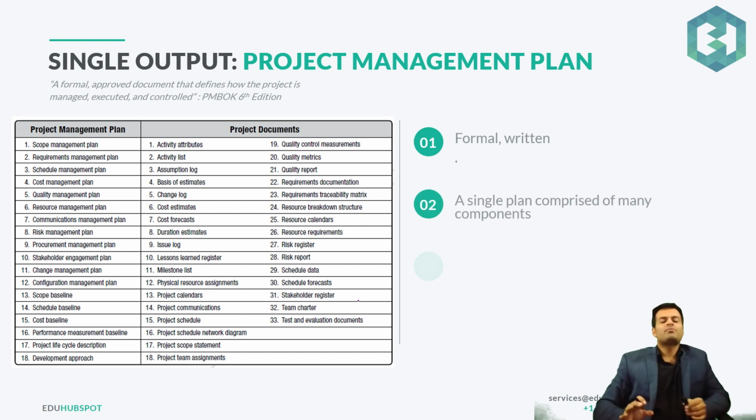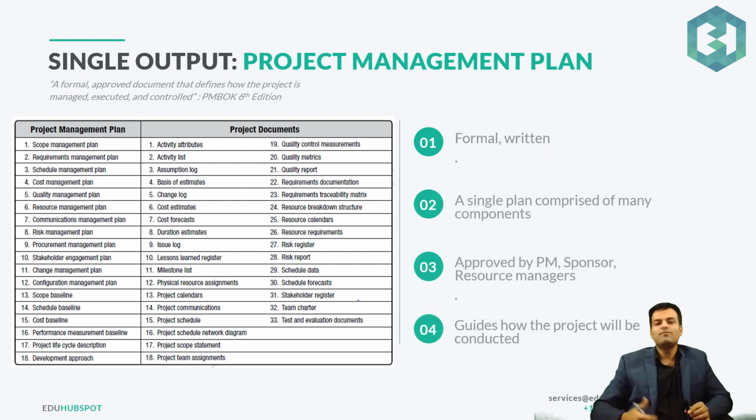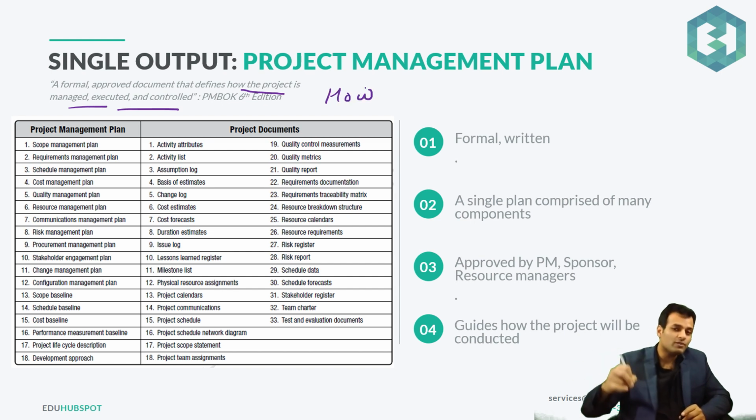When we did the develop project charter process, we had only two outputs, which were your project charter and the assumption log. But this is not the case with develop project management plan, the second process. We have only one output, which is the project management plan, a formal approved document that defines how the project is managed, executed, and controlled. So basically, this is all about how you will manage it, how you will execute, how you will control, and how you will even close. All those are part of the project management plan.